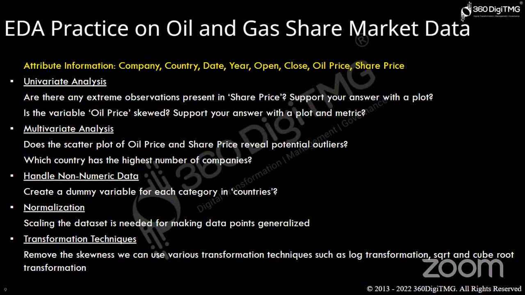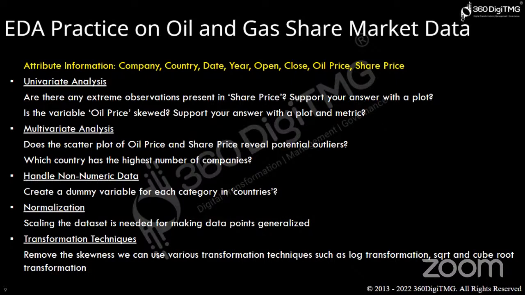Here we have taken an example of some data. If you have data that contains different attributes such as company, date, year, open, close, oil price, share price, we are looking into some data that is related to share prices. When it comes to share prices, we have opening and closing values. What are the data types we have? First, we start with the data. When it comes to company, it's nominal data. When it comes to country, it's nominal data. What about the date here? The date is a separate format.